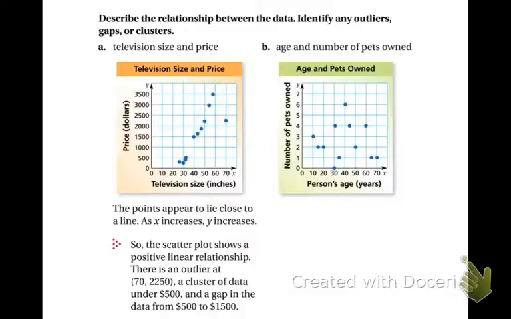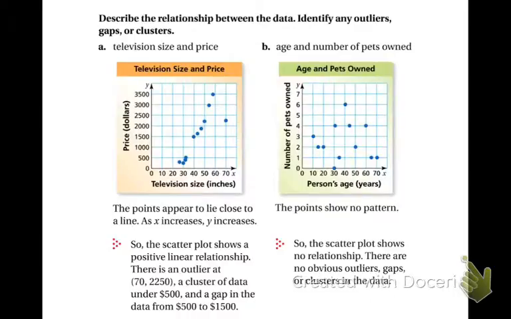Look at age and number of pets owned for graph B. The points show no pattern. So the scatter plot shows no relationship. There are no obvious outliers, gaps, or clusters in the data.